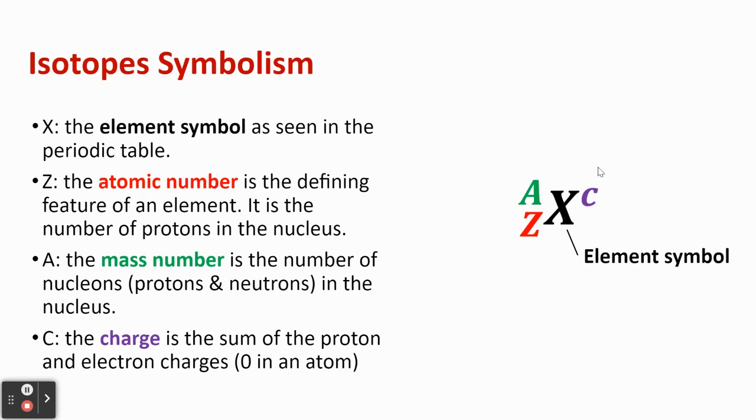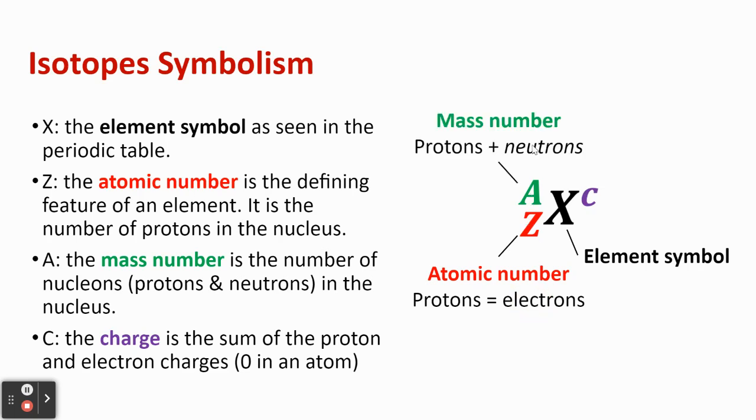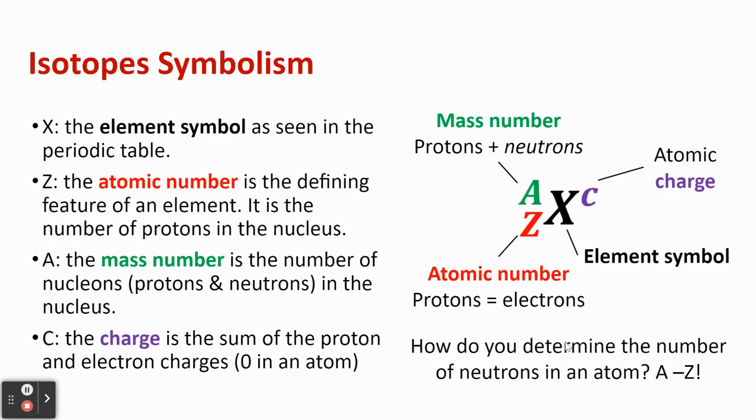So when we look at the element symbol here, this would be the symbol off the periodic table. This would be the atomic number, which equals the number of protons. And when atoms are neutral, it also equals the number of electrons. We've got A here, which is our mass number, that equals the number of protons plus the number of neutrons. And we've got C here, which is the atomic charge. How do we determine the number of neutrons in an atom? If the mass number is the number of protons and the number of neutrons, and the atomic number is the number of protons, if we take the mass number and subtract the atomic number, that'll give us the number of neutrons.